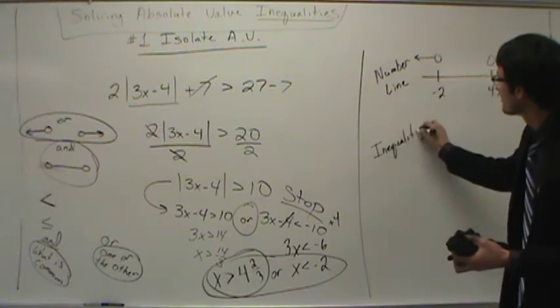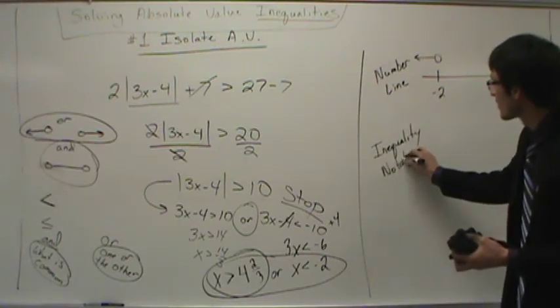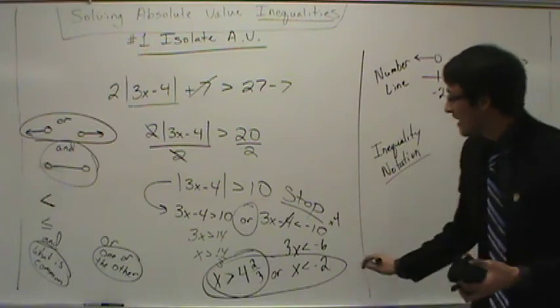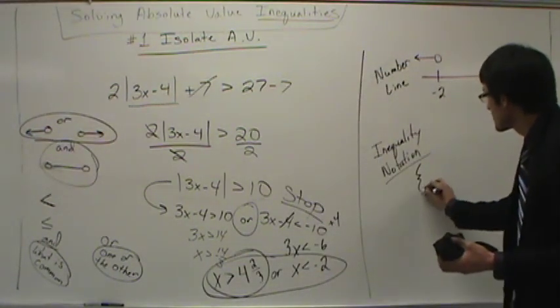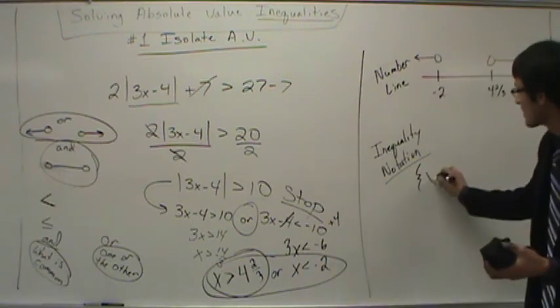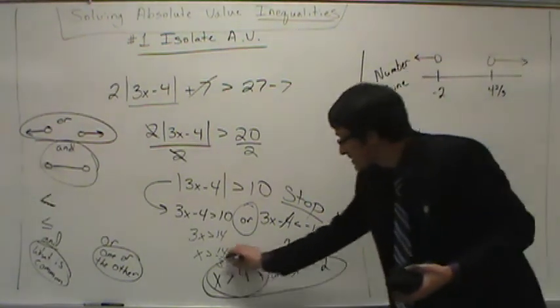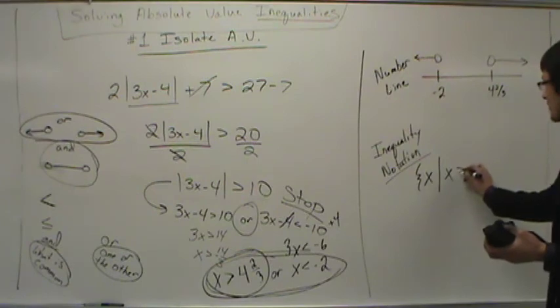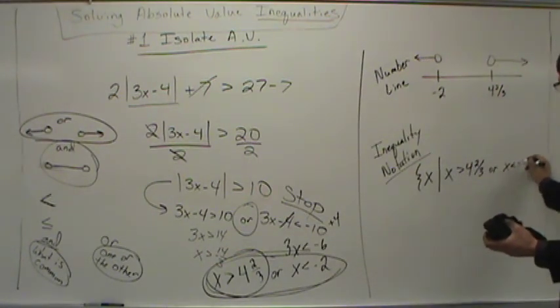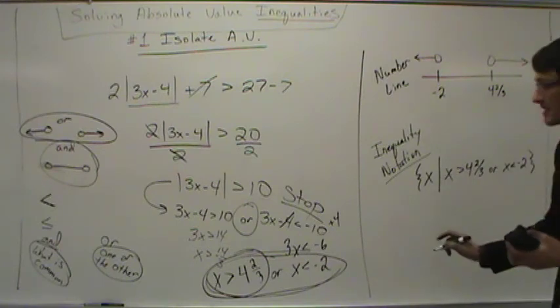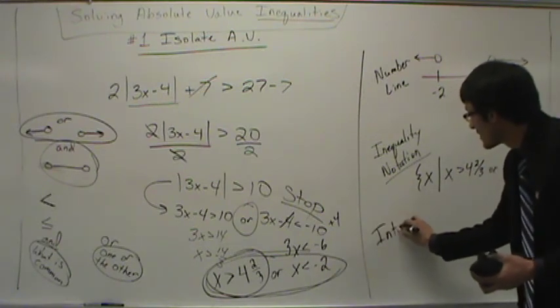Now, next, inequality notation. Okay, inequality notation says we want to write this fancy. So we're going to put your brace. Your variable is what? Variable is x, such that, rewrite this statement: x is greater than 4 2/3, or x is less than negative 2. Close the brace.